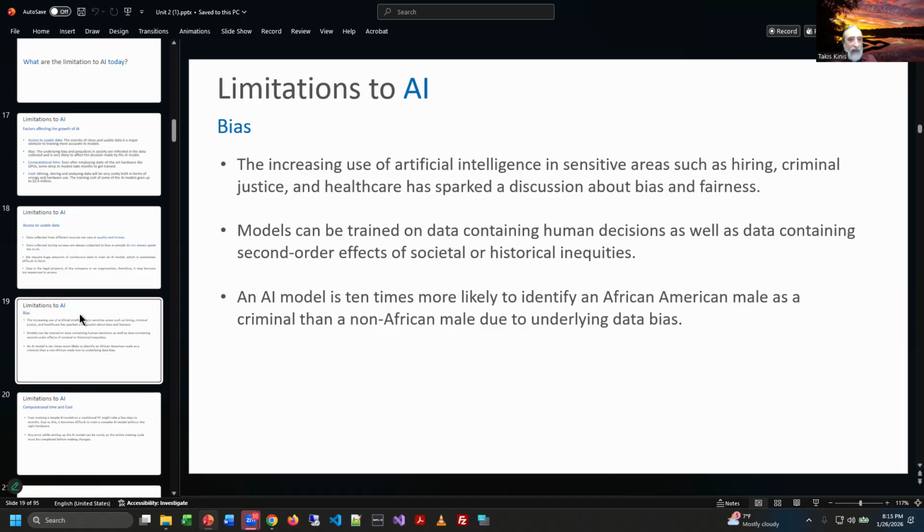Look at that last bullet. An AI model is 10 times more likely to identify an African American male as a criminal as opposed to a non African American male due to the underlying data bias, not because it's actually true. Isn't that horrible? It is absolutely horrible, right?